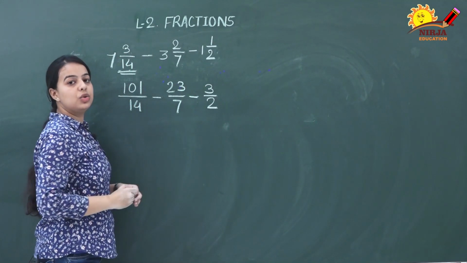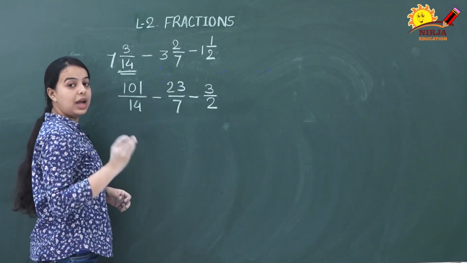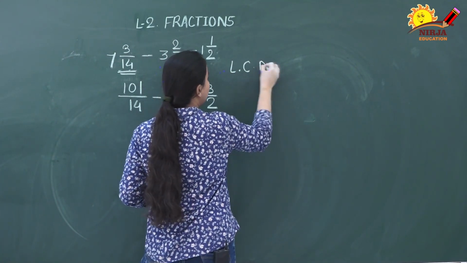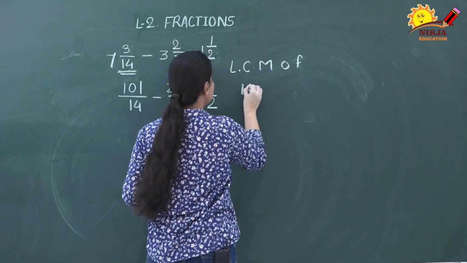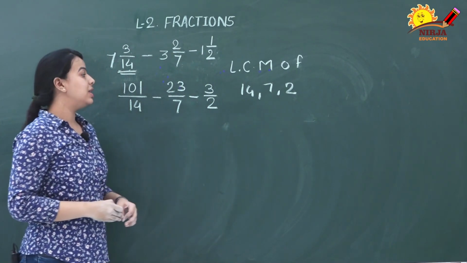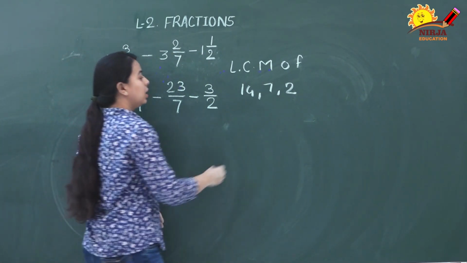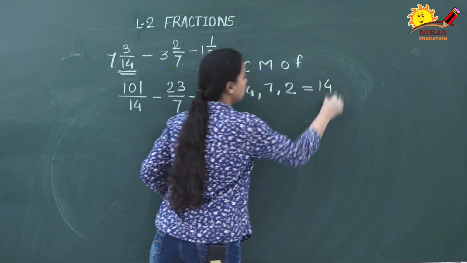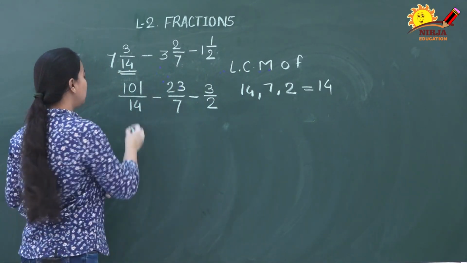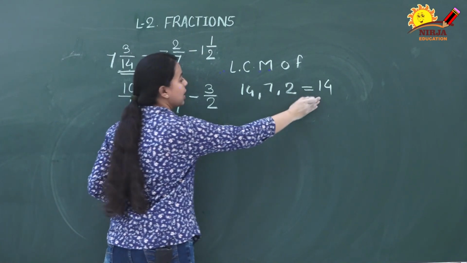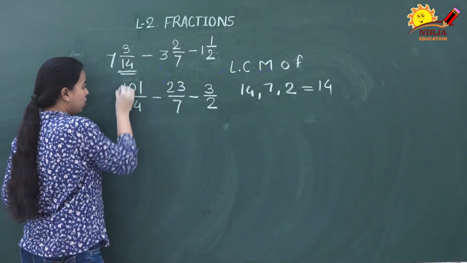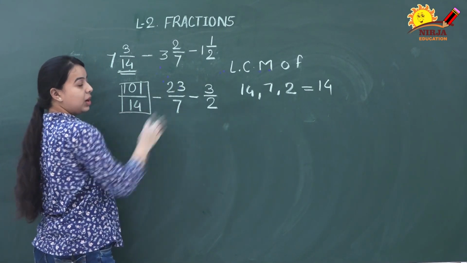Next thing we need to do is find the LCM of denominators. That means we need to find LCM of 14, 7 and 2. And if we find LCM of these three numbers, it is 14. Now next thing we are going to do is make denominator as LCM. That means denominator as 14. So first term is already in this form.